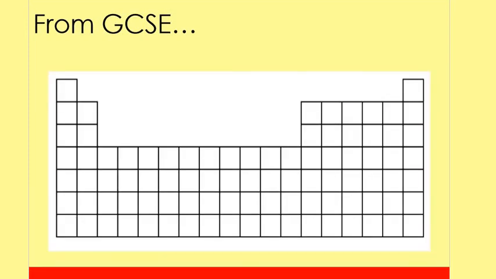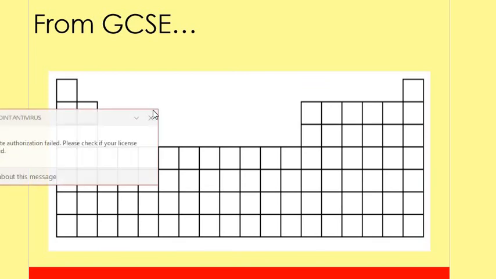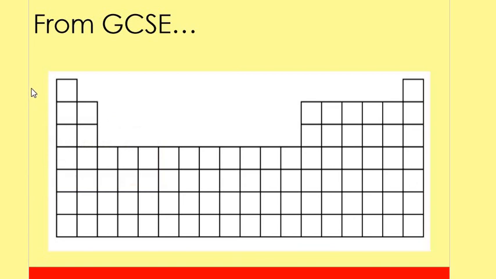Now, we should be familiar with Dmitry Mendeleev's periodic table and the fact that Mendeleev arranged elements not only in order of increasing atomic mass, but also based on their properties. We should also know that elements in the same group, which are the columns on the periodic table, have similar properties and react in similar ways. This is because elements in the same group have the same number of valence or outer shell electrons. So for example, all elements in group 1 have 1 valence shell electron. In group 2, they have 2 valence shell electrons, and so on and so forth.